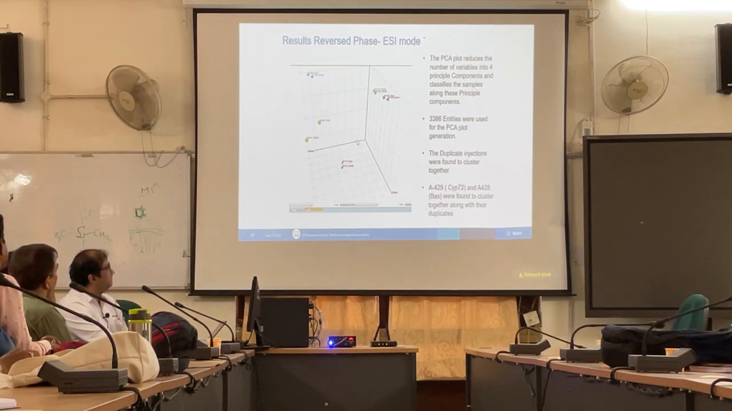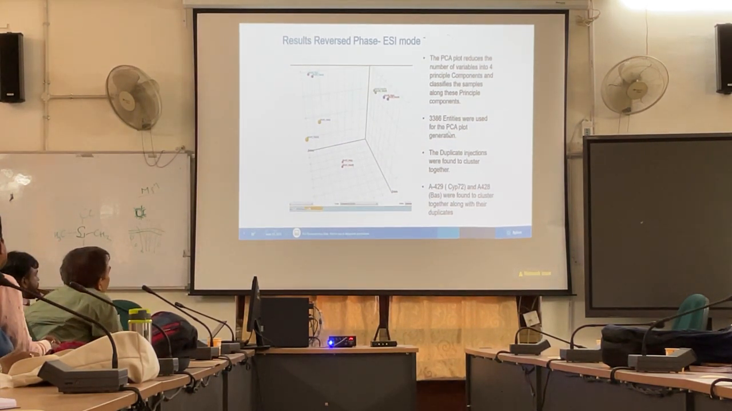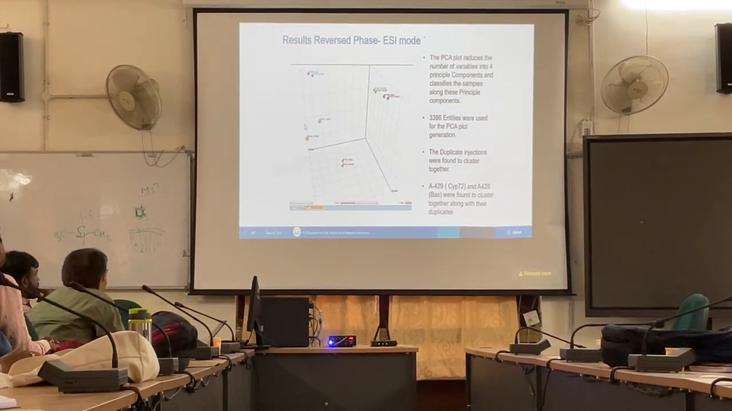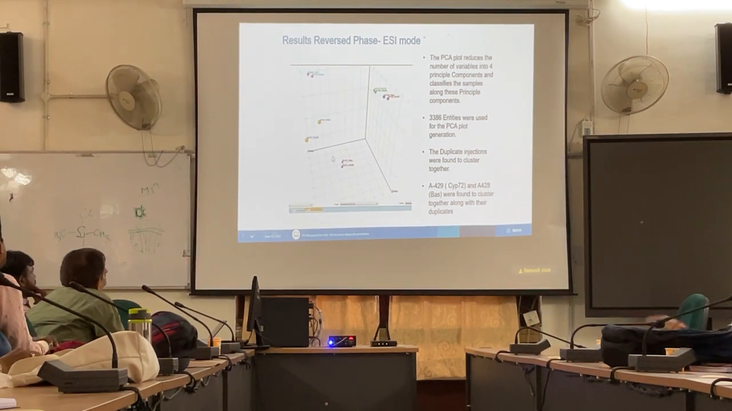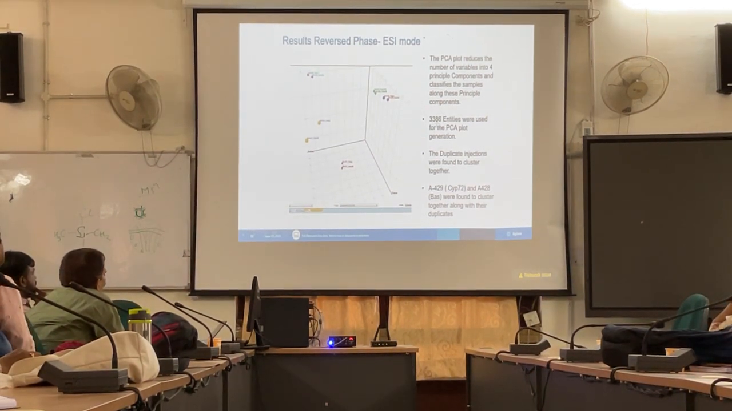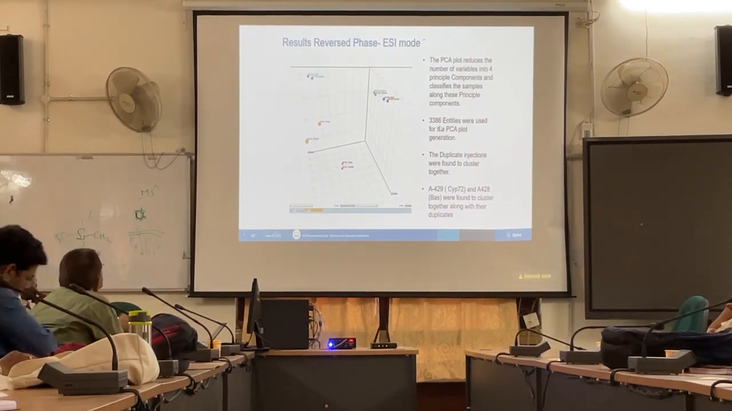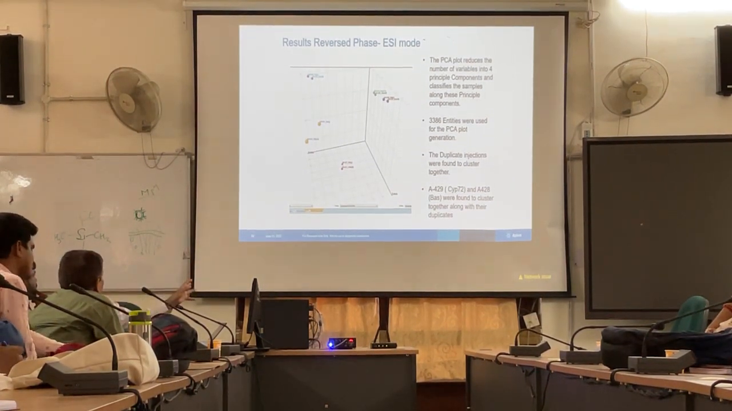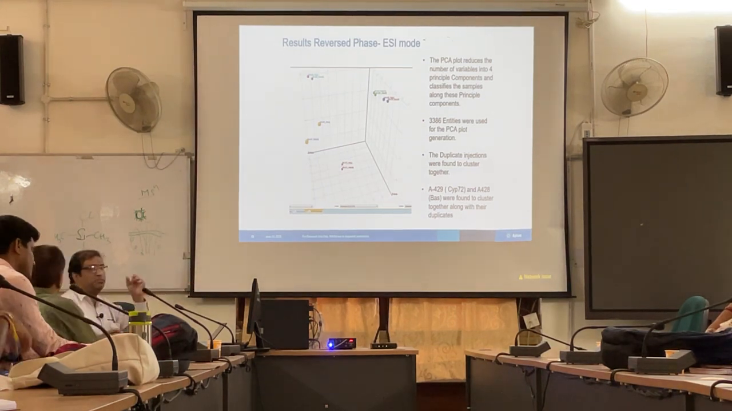And this is the PCA which you will generate. So PCA is principal component analysis. It's a data reduction tool. These are the 5 samples which have been established based on the 3,386 compounds. The abundance of these many compounds were considered to plot this PCA. And with the click of a button, you can plot this PCA.